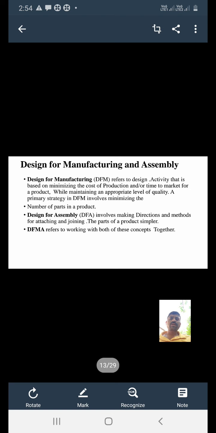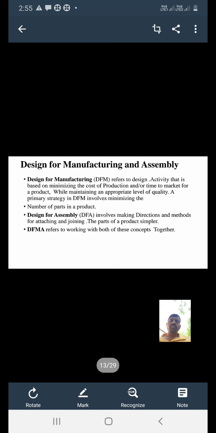Design for manufacturing refers to the design activity that is based on minimizing the cost of production. How to minimize the cost of production? With the help of time, or with the help of the market for the product, while maintaining an appropriate level of quality. You should maintain the quality of the product.